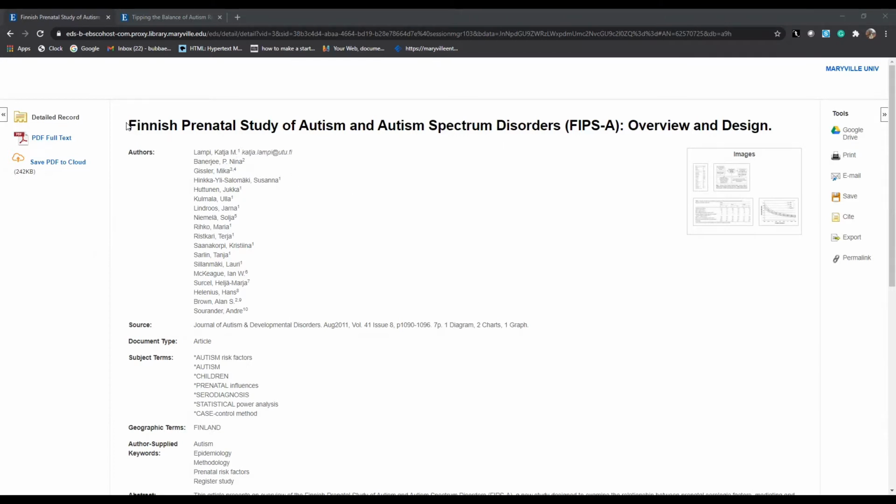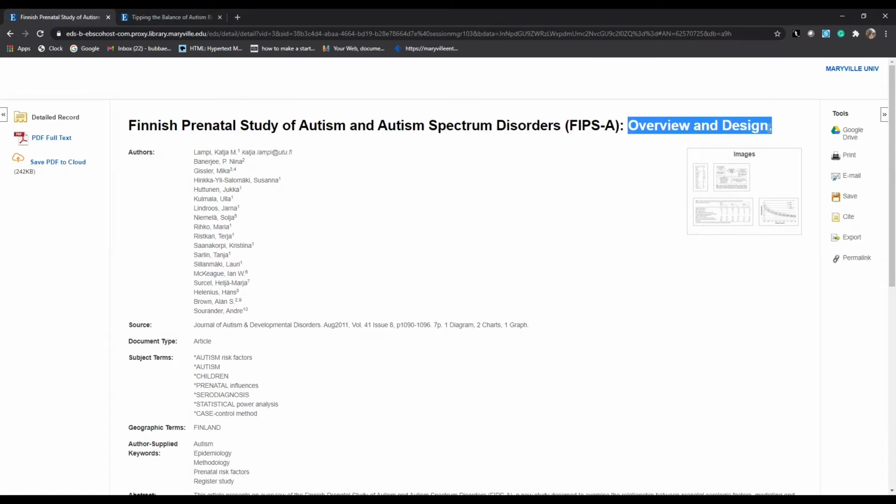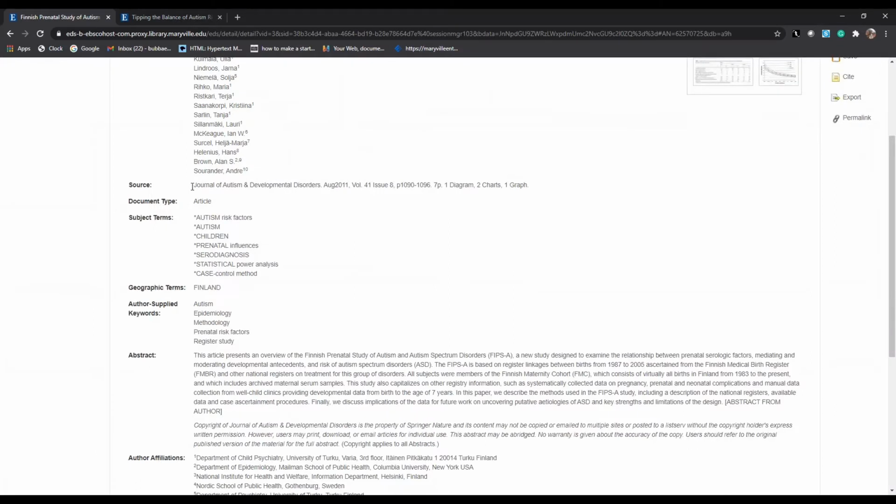In the title, here we have words like study, overview, and design. These are also kind of hints that this is going to be original research. They conducted a study. We're going to learn the overview and the design of their study. Here we have the source. This would be a good thing. You can look at the journal directly. And here we also have one diagram, two charts, and one graph.